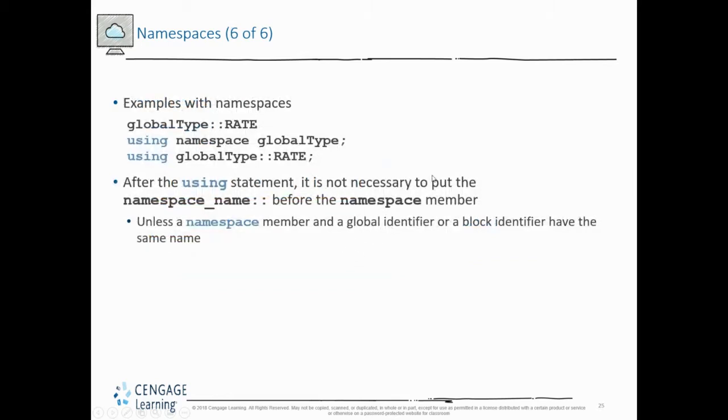After the using statement, it is not necessary to put the namespace name colon, colon before the member, right? Just means exactly what I said a couple minutes ago about using your cout and your cin and your endl's. If you don't have using namespace std, then you have to type them out with that colon, colon, and then the values, okay?